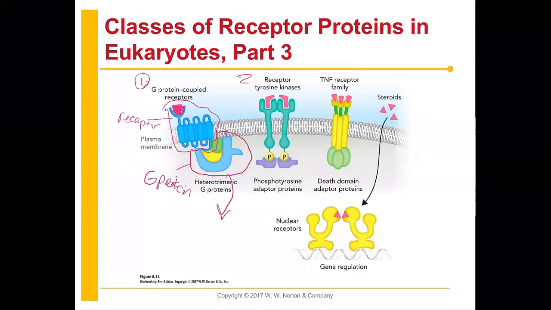The second type were those receptor tyrosine kinases, right? And so this, once it binds a ligand, is actually going to add a phosphate group to some kind of target. It's not a target protein, it's actually an adapter protein, right? It phosphorylates an adapter protein, which then can go in and induce changes within the cell. Our tumor necrosis factor receptor.